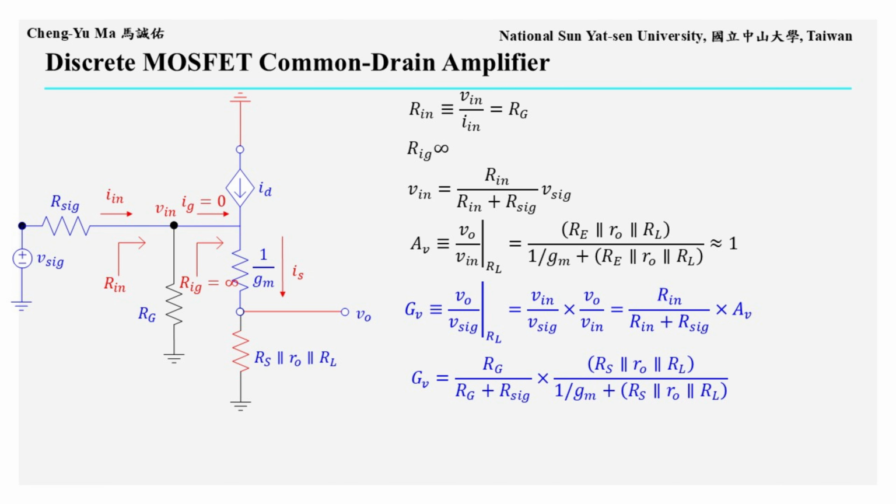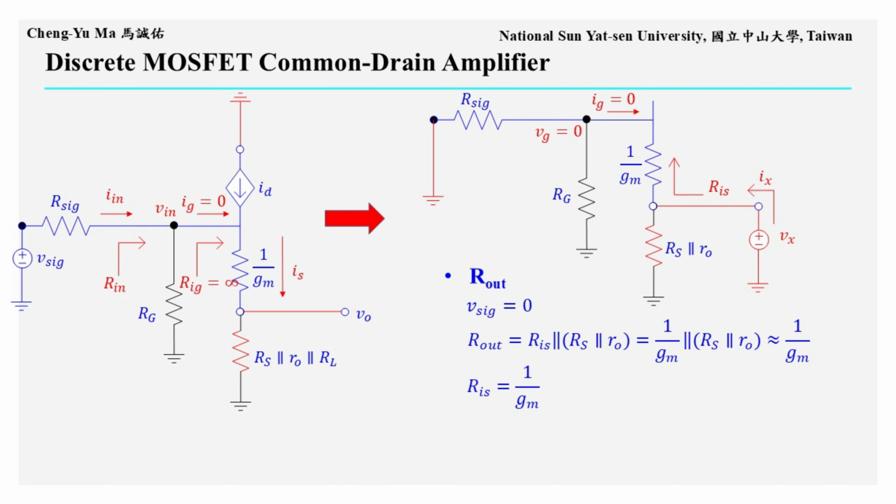Finally, we find the output resistance of the CD amplifier. We set the signal source to 0 and apply a test voltage at the output. Looking from the source toward the gate, since Ig equals 0, the gate voltage Vg is 0 volts. Therefore, the resistance looking into the source is 1 over Gm. The output resistance Rout is 1 over Gm in parallel with Rs in parallel with Ro. Since Rs in parallel with Ro is usually much larger than 1 over Gm, Rout is approximately 1 over Gm, which is a small resistance.